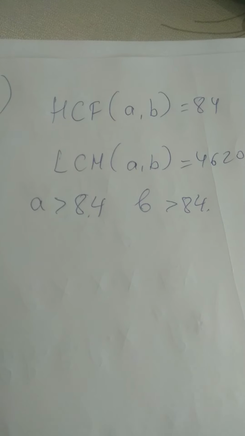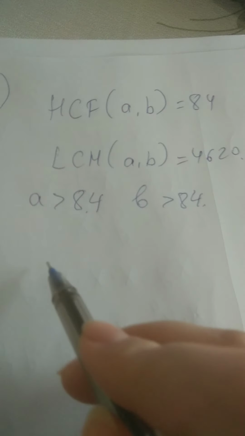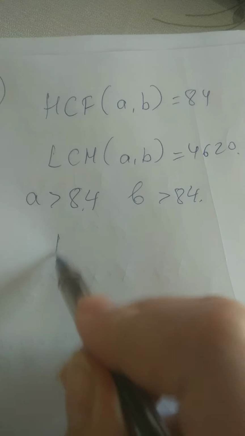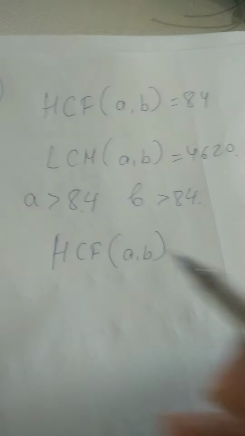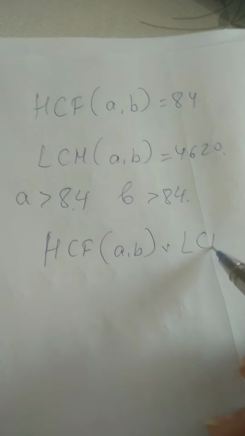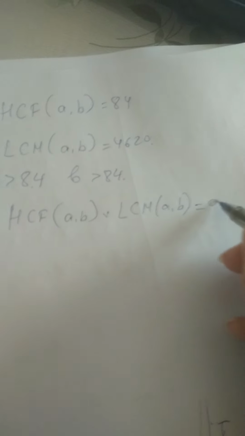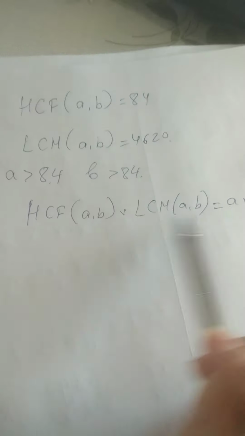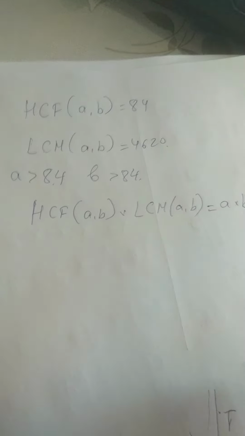So now I want to show this one. We have a rule for HCF and LCM. You know that the multiplication of HCF of A and B multiplied by LCM of A and B is equal to A multiplied by B, and this rule works only if the numbers are the same for the LCM and HCF. Then we can say this is equal to A multiplied by B.